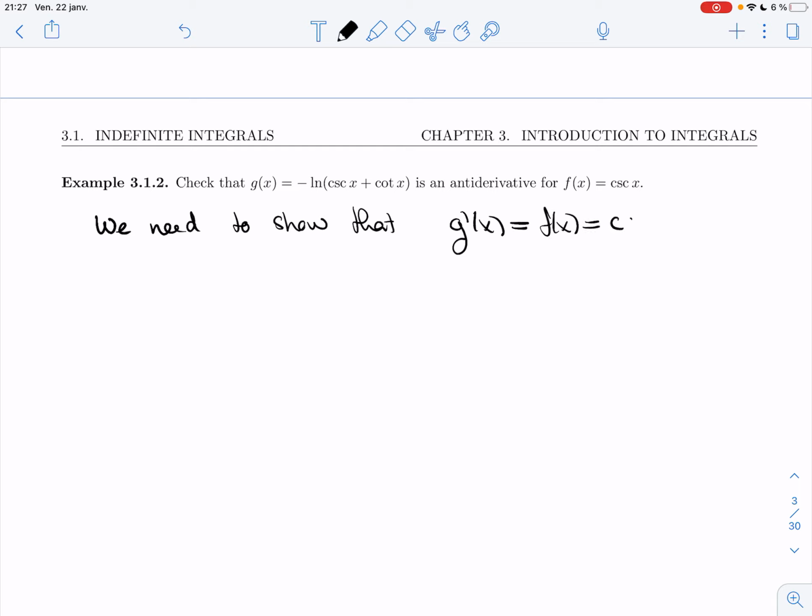So we need to show that the derivative of this monstrous function right here simplifies to cosecant. All right, so let's take the derivative. I need the derivative of minus ln of cosecant of x plus, I'm even having trouble copying it down. So minus log of cosecant of x plus cotangent.